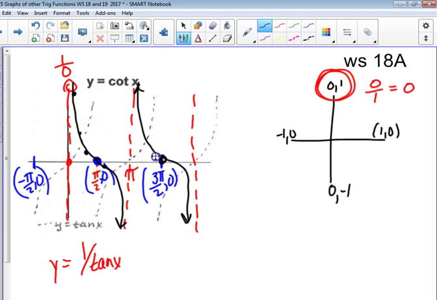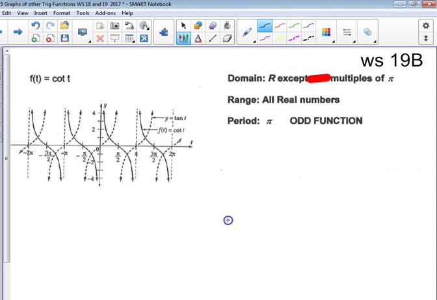Reciprocal of a number close to 0, like, it'd just be close to 1. Big numbers are small, small numbers are big. We're going with that. All right, so it's just a tangent graph reflected and shifted, yes? The period is still 5.